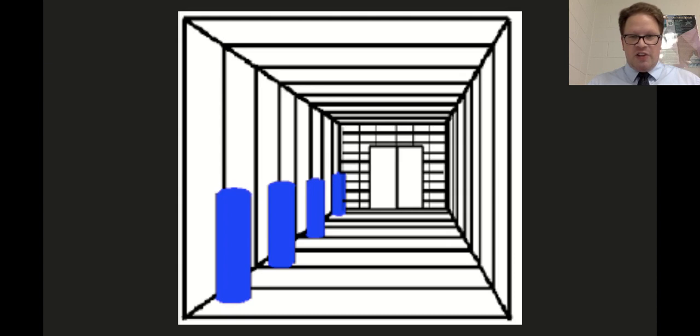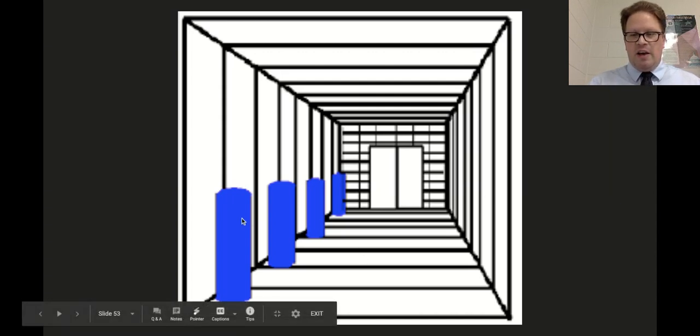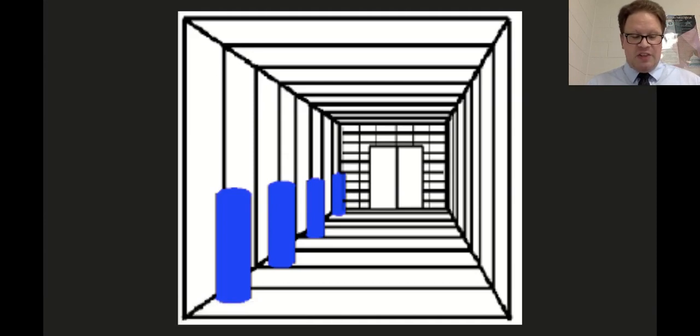So size constancy, here's an example. This is the tendency to interpret an object as always being the same actual size regardless of its distance. So if you got out a ruler, this is longer than this, but our mind perceives that, oh yeah, these are basically the same size, it's just at different points. So that's what is meant by size constancy.